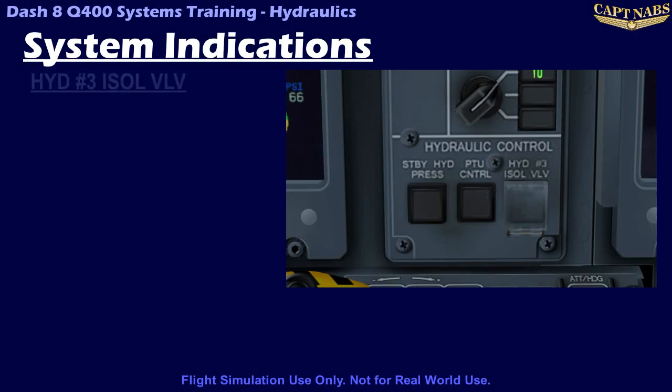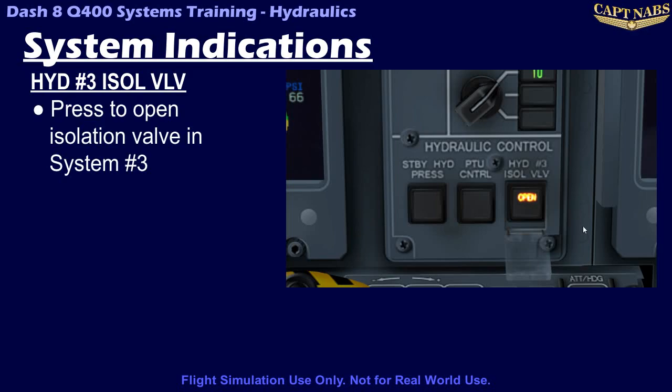The Hyd number 3 ISO valve switch, when pressed, opens the isolation valve in the number 3 system, activating the inner elevator actuators. The open light indicates the valve has opened successfully and the number 3 system should be powering the elevators.